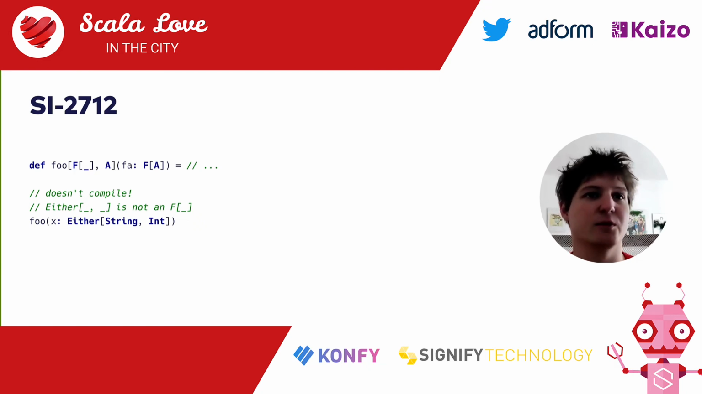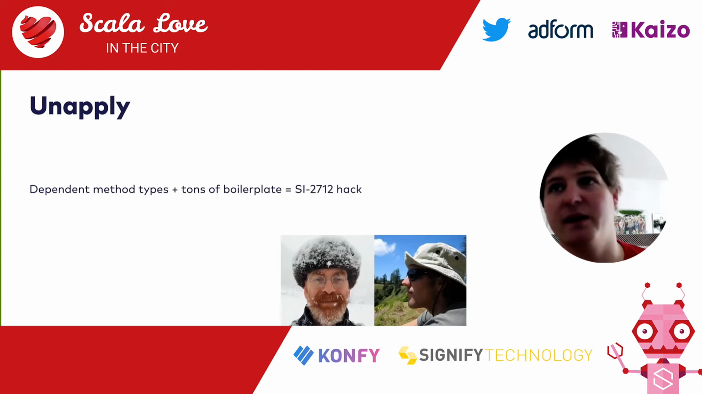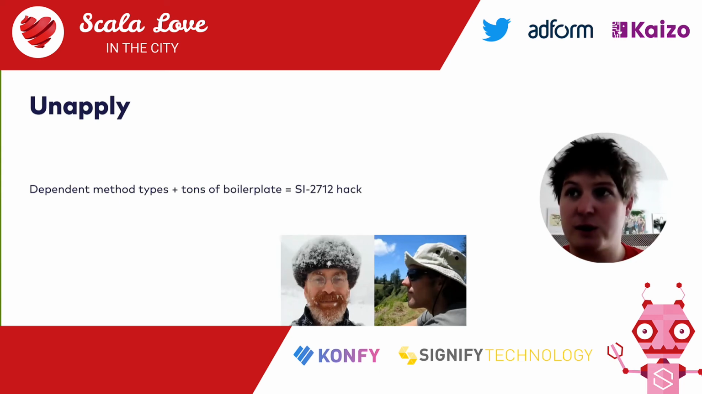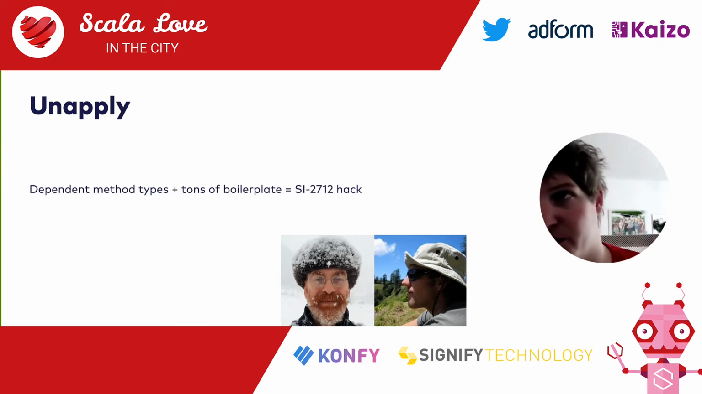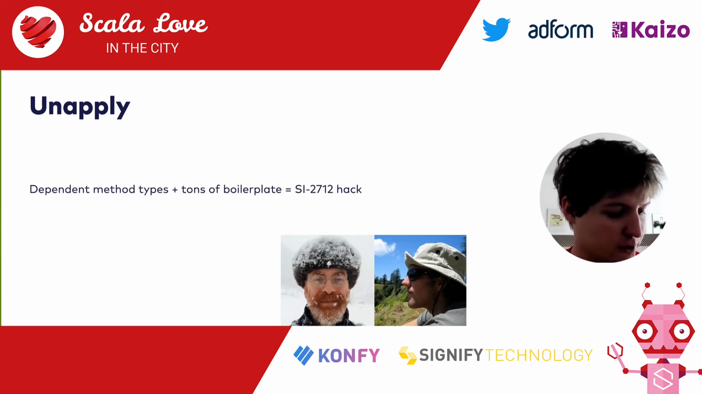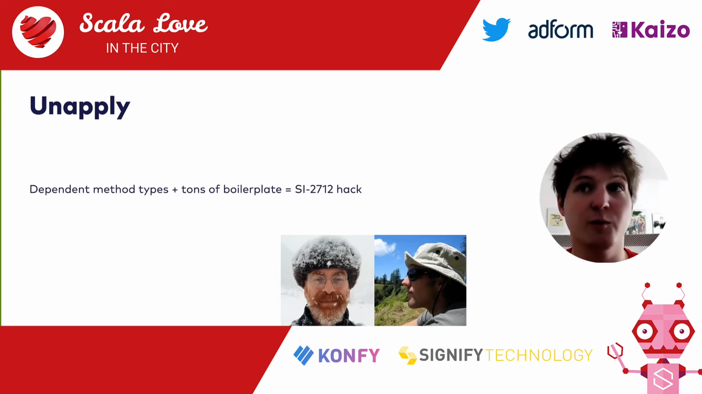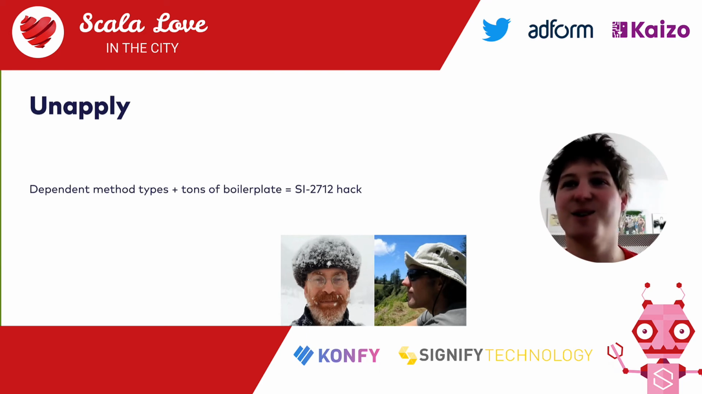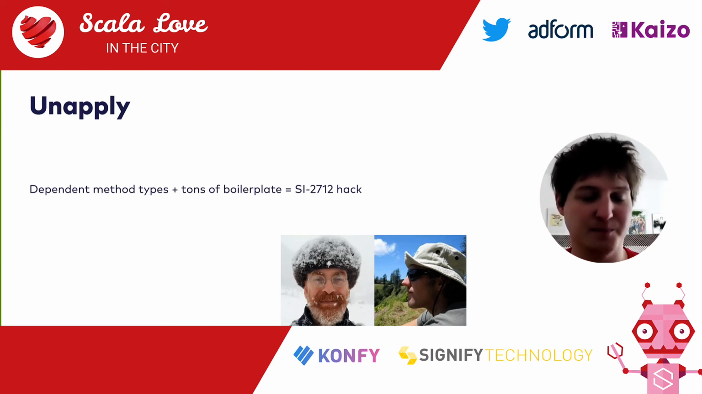So another abomination was created, which is called Unapply. And just to note that Unapply has nothing to do with extractors, so it's a completely different thing. The idea was you take dependent method types and tons of boilerplate, then you get a hack for this. I'm not sure who I'm quoting here, but I think someone said that not a single line in the Scala 2 compiler has been written with that hack in mind. So really, that it worked at all was just pure luck.